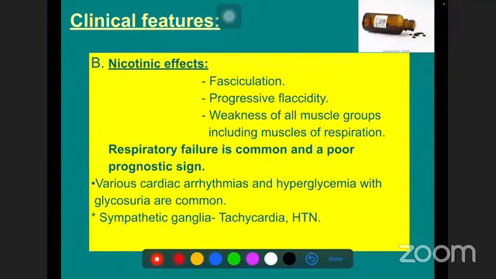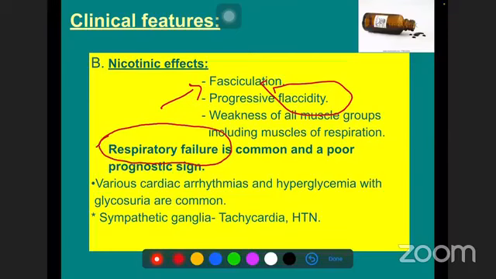If we divide into nicotinic action versus muscarinic action, in nicotinic action there occurs muscle fasciculation, progressive muscle flaccidity, and weakness of the muscles, including the muscles of respiration also. Respiratory failure is common, and it is one of the poor prognostic signs for OPC poison patients. And various cardiac arrhythmias occur in case of OPC poisoning as well as hyperglycemia. This is one of the common findings in OPC poisoning.